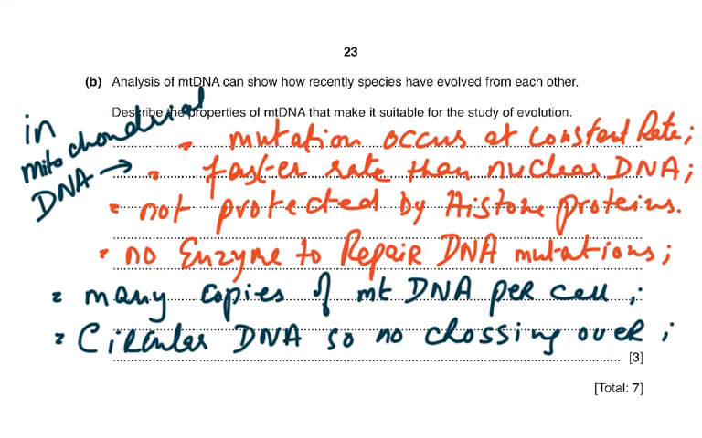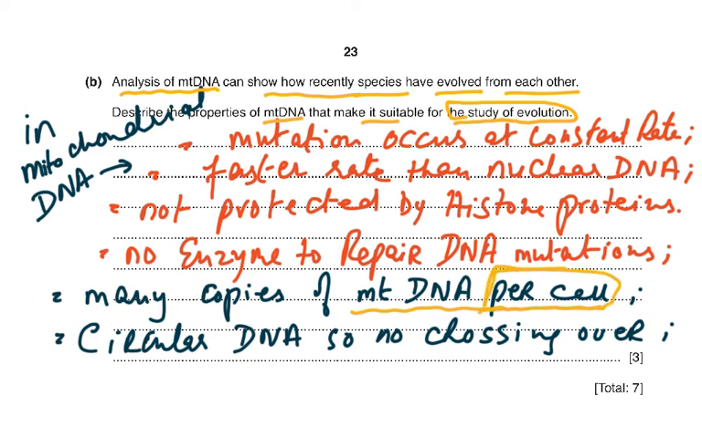The B part of the question says analysis of mtDNA can show how recently species have evolved from each other. Describe the properties of mtDNA that make it suitable for the study of evolution. Now, the first thing is mutation occurs at a constant rate, a faster rate than nuclear DNA, and the mtDNA is not protected by histone proteins, and there are no enzymes to repair DNA mutations, and many copies of the mtDNA per cell. What does that mean? One cell has many mitochondria in it. In fact, some cells have up to 1,000 mitochondria. So many copies of the mtDNA per cell.